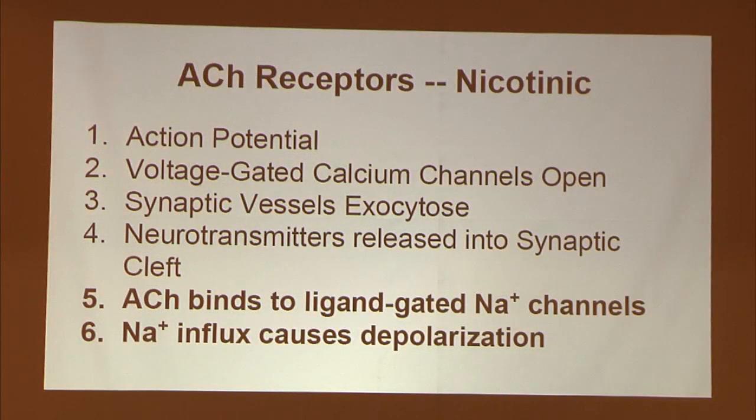Okay, so with our nicotinic receptors, we're going to have that action potential on our preganglion, if we're talking about the autonomic nervous system. So our preganglion will have an action potential, voltage-gated calcium channels will open, calcium will interact with the proteins and cause synaptic vesicles to exocytose, and transmitters will be released into the synaptic cleft. Then the acetylcholine will bind to the ligand-gated sodium channels. Potassium also exits through the same channel, but the main effect is going to be by the sodium.